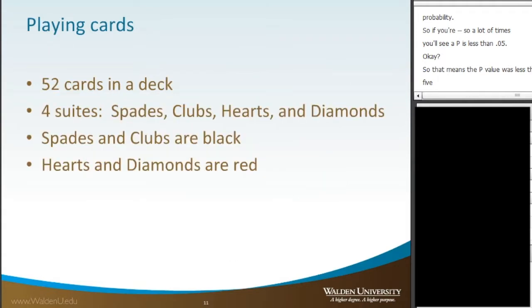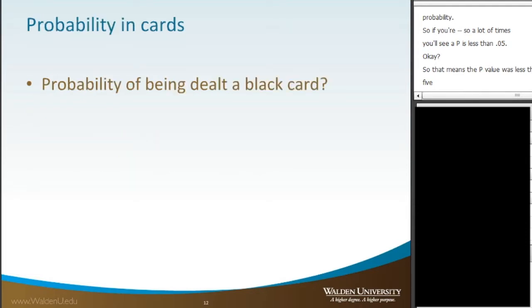Last example, if you're playing cards, and for those of you that don't play cards, there's 52 cards in a deck. There's 4 suits: spades, clubs, hearts, and diamonds. Spades and clubs are black, hearts and diamonds are red. What is the probability of being dealt a black card? Go ahead and type that in. 0.5, 50%, that's right, half the cards are black.